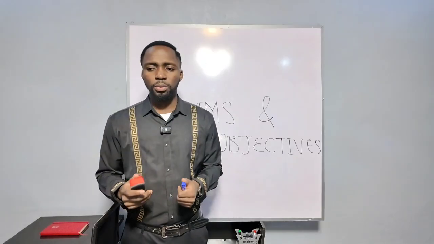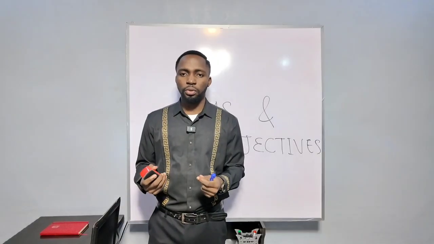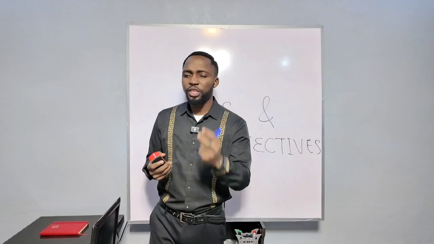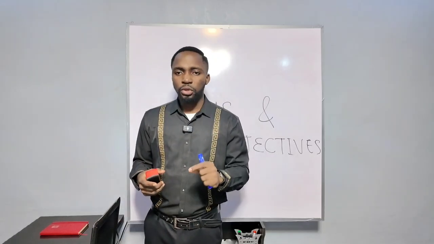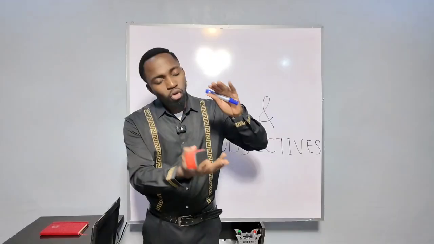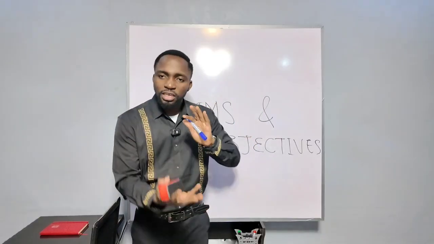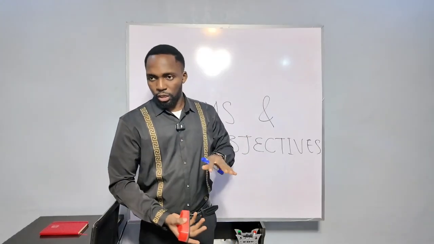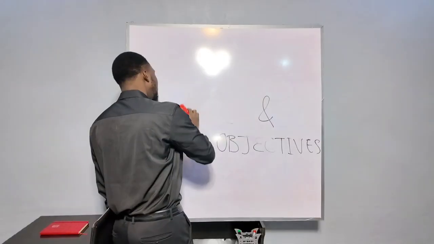Let me give an example. Suppose we have a village of 10,000 people, and in this village we have 50 new cases of malaria in 1 year. The incidence rate is the number of new cases, which is 50 during this period, divided by the population at risk, which is the population of the village, which is 10,000, and then we multiply it by the multiplier.